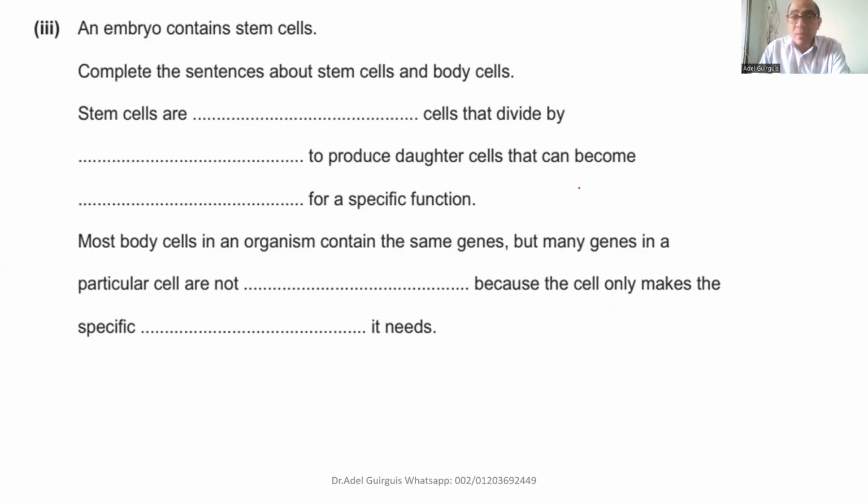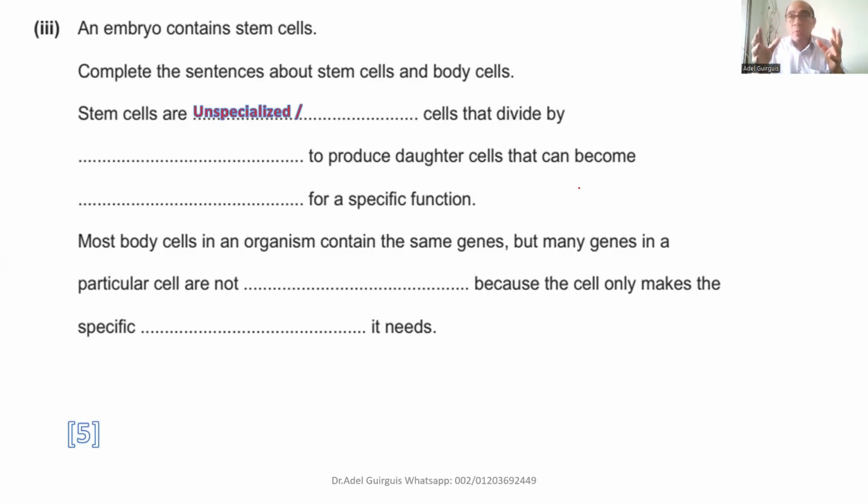An embryo contains stem cells. Complete the sentences about stem cells and body cells. Stem cells of embryo are something called unspecialized. Stem cells in embryo: after a few days of zygote formation, implantation of zygote and cells coming from the zygote by mitosis, implanted in the uterus. These cells contain stem cells. This embryo contains stem cells.